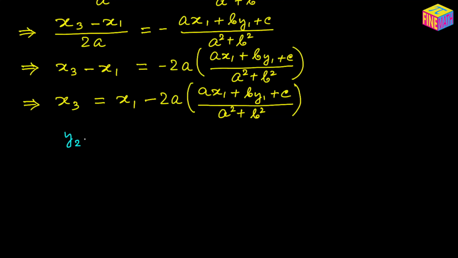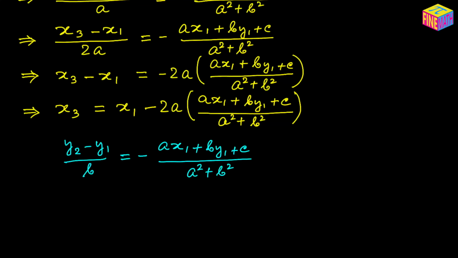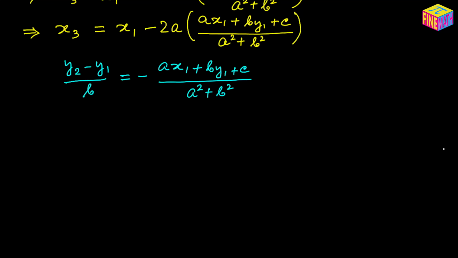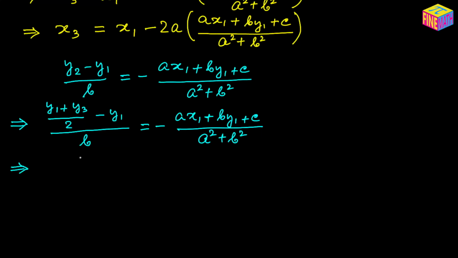So we had y sub 2 minus y sub 1 over b is equal to negative this quantity, and the value of y sub 2 was y sub 1 plus y sub 3 over 2. So here I am going to substitute the value of y sub 2 like this. So from here we can say that y sub 2 is actually y sub 1 plus y sub 3 over 2 and then minus y sub 1, and that quantity over b is equal to negative this quantity. And if we similarly simplify this, we are going to get y sub 1 plus y sub 3 minus 2 times y sub 1 over 2 times b, and that is equal to negative this quantity.